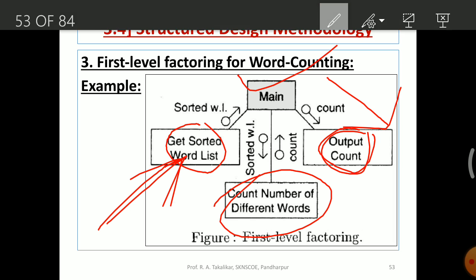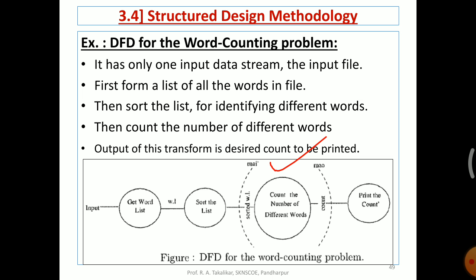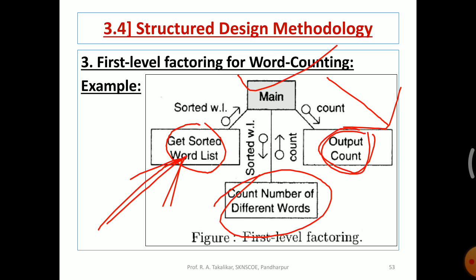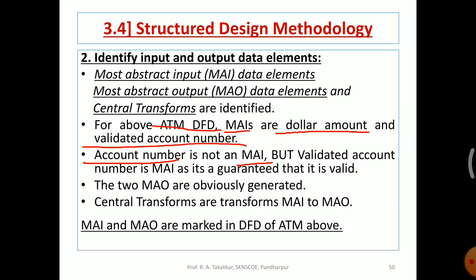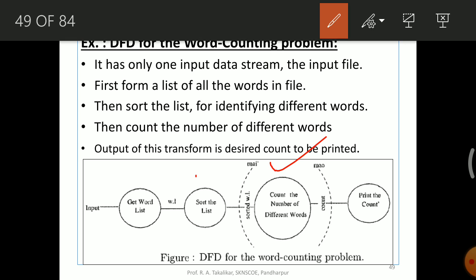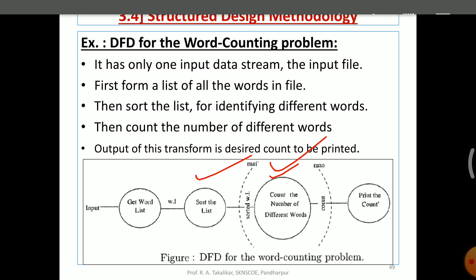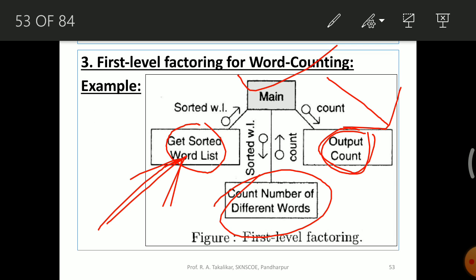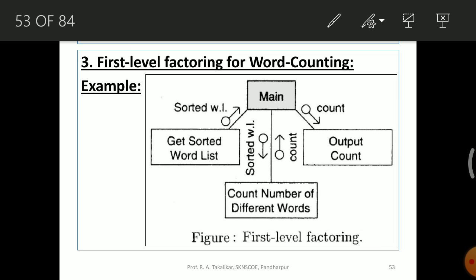Okay, let us compare this diagram with the previous DFD of word counting problem. See, input module here is get sorted word list, and output module is output count. Get sorted word list, this is the input module, right? And output module is accordingly created by decomposing the given central module. First level factoring does this, it creates the extra subordinate modules as per the requirements.